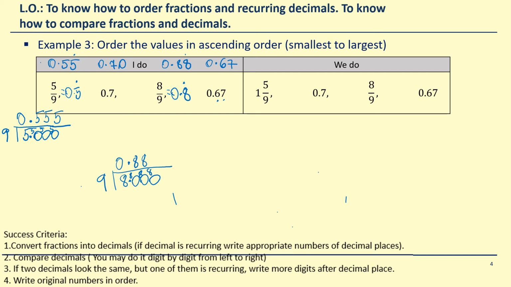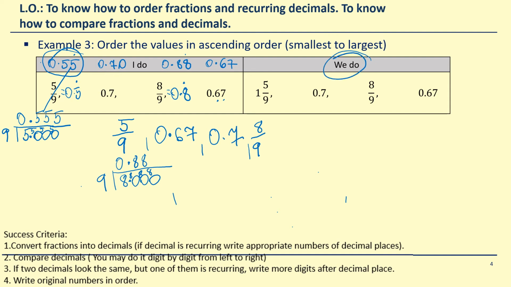So the smallest one, 0.55, 0.70, 0.88, 0.79. So definitely this one is the smallest. Again, when I write them in order, I use the original values. Next one, 0.70, 0.88, 0.79. So definitely it's going to be 0.67. That's my original value. Then 0.7. And the largest one, 0.88. So it's going to be 8/9. So pause this video for a couple of minutes and attempt it.